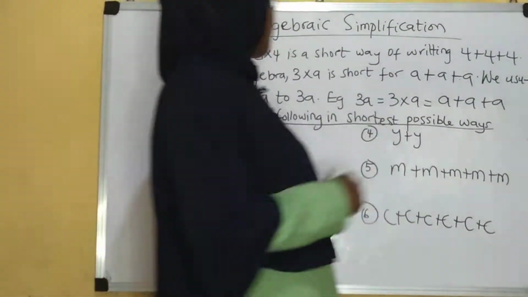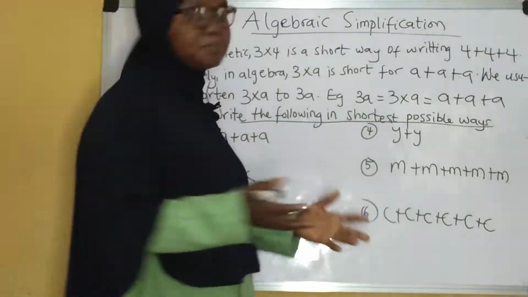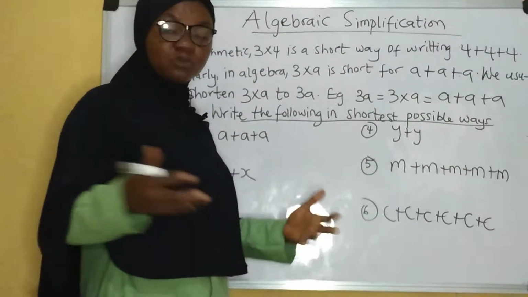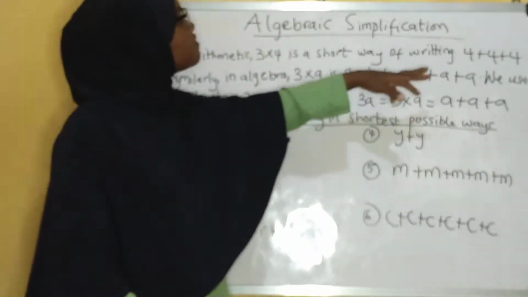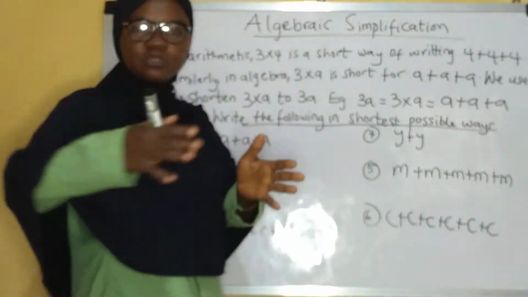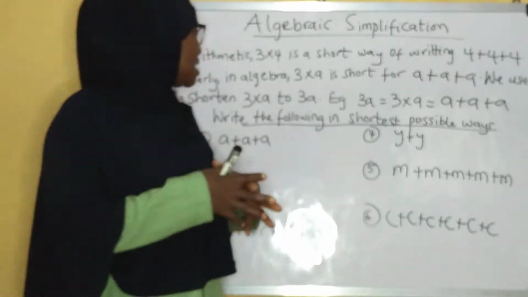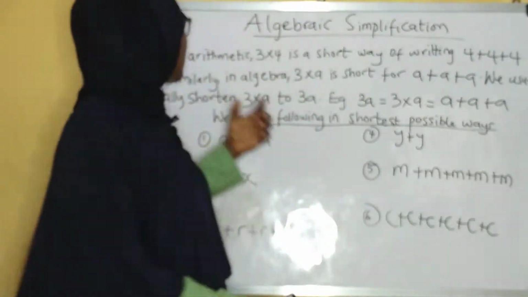Now, let's look at the topic properly. We want to simplify algebraic expressions in their basic ways, starting from the very basic or simple ones. In arithmetic, 3 times 4 is a short way of writing 4 plus 4 plus 4. That is, we are adding 4 in 3 places. We want to add them together. That is the meaning of 3 times 4 in normal arithmetic expressions.